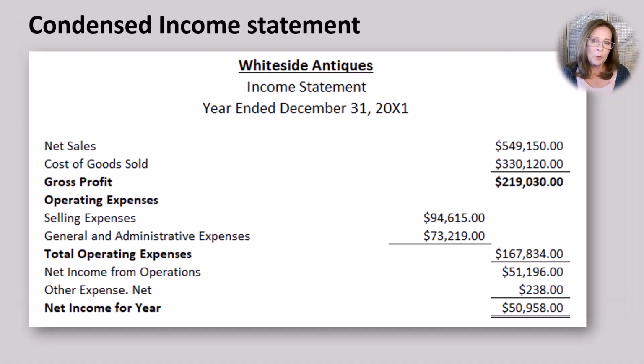Companies often provide condensed income statements when applying for credit or sharing information externally. These statements provide enough information to assess performance without revealing detailed cost structures. It is common for companies to provide financial statements, especially if they're applying for credit terms with vendors.